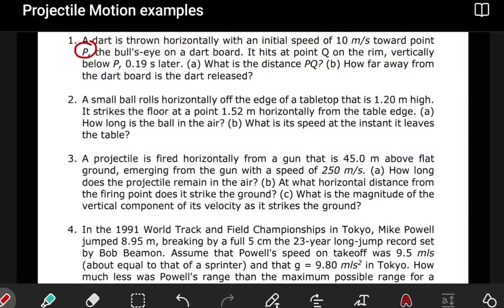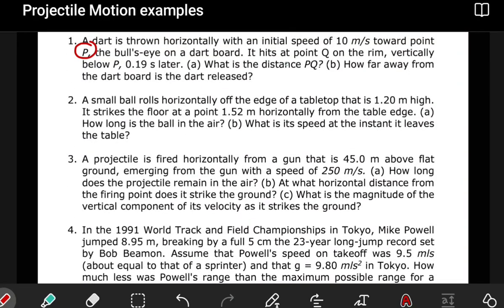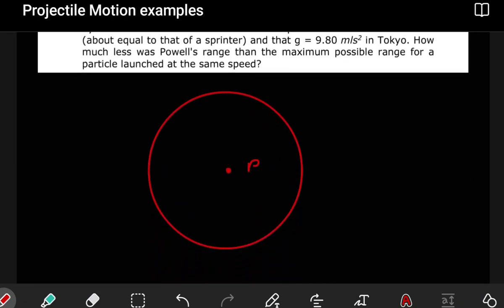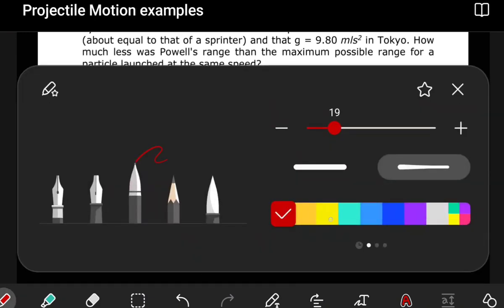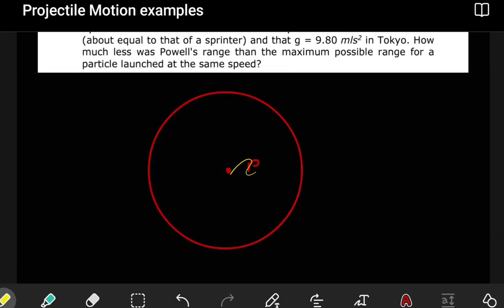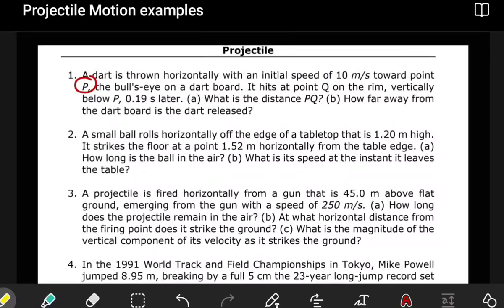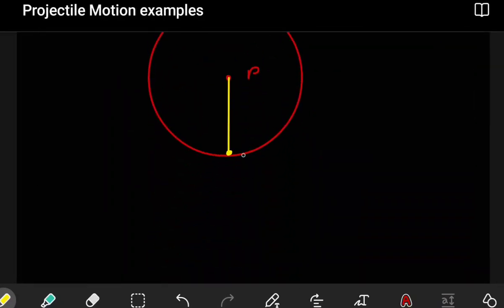And what happens? They're saying that it hits a point Q on the rim vertically below P. So this dart that we are throwing at this point doesn't hit the point P. Instead, it ends up hitting a point Q that is somewhere on the rim of this dartboard. That's point Q. Now the question is, what is the distance PQ, the distance from P to Q?